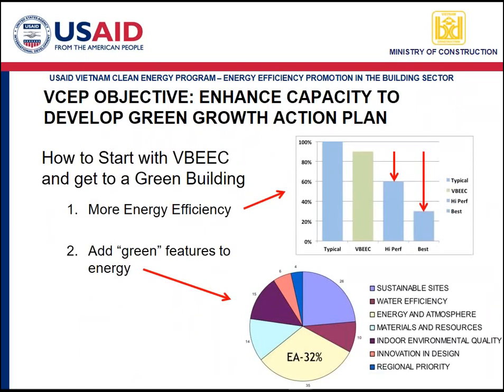So our approach has two steps. The first step is to make the building more energy efficient, which we'll focus on today and tomorrow. And another step is to add green features to the building so that the building can comply with one or more green building rating systems. The LEED system from the United States, the Lotus system from BGBC here in Vietnam, or VASI has a system, Greenmark has a system in Singapore.